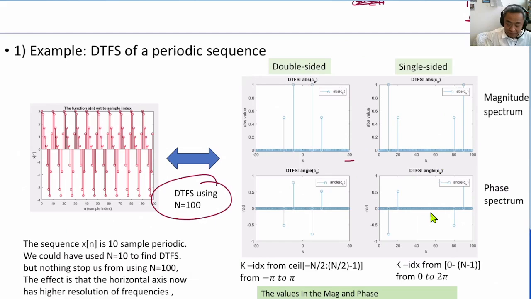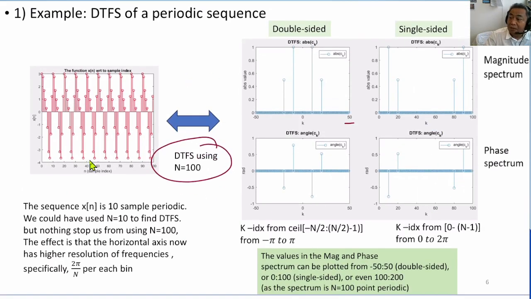So the take-home message is that the 100 samples break the signal into the frequency domain, and the magnitude and phase spectrum reveal the magnitude and the corresponding phase required to construct a sum of complex exponentials at all these frequencies. This is the double-sided one, and this is the single-sided one, from minus pi to pi.